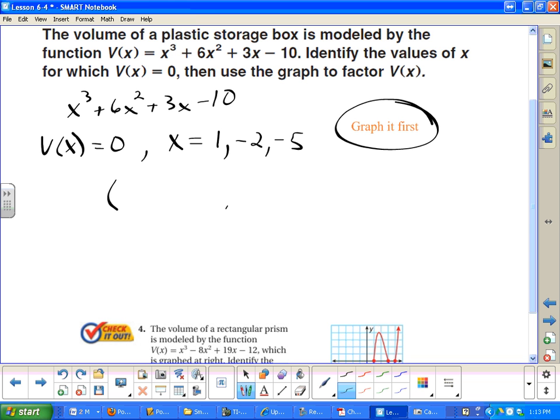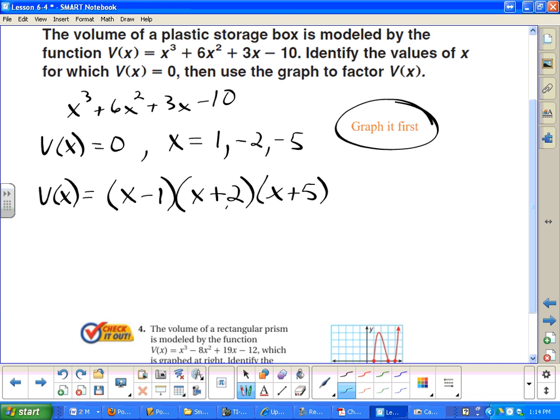And this one's going to give me a factor of, it's always the opposite, x minus 1. So this one would be x plus 2, and an x plus 5. That's it. And I just factored it. That's it. It says use a graph to factor. And so here's another thing then. You can actually use your graph to do factoring.